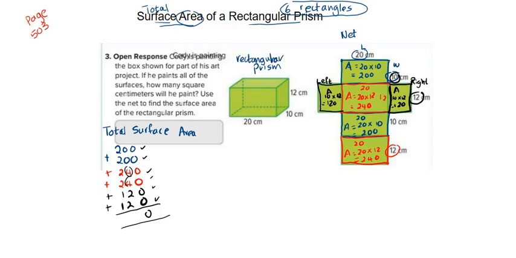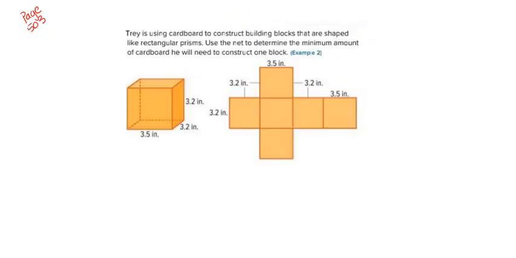4 and 4 is 8, plus 2 is 10, plus 2 is 12, 2 carry 1, and then 2, 4, 6, 8, 9, 10, plus that 1 is 11. So my total surface area is 1120 centimeters squared. Right, and that's how we calculate total surface area. Let's do one more example.